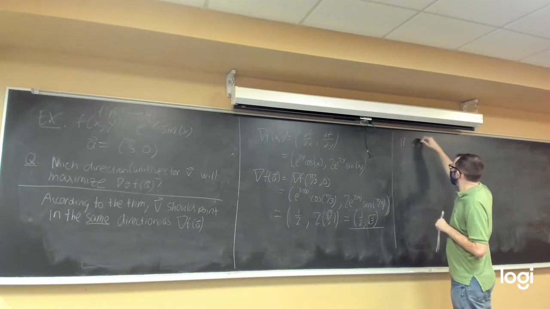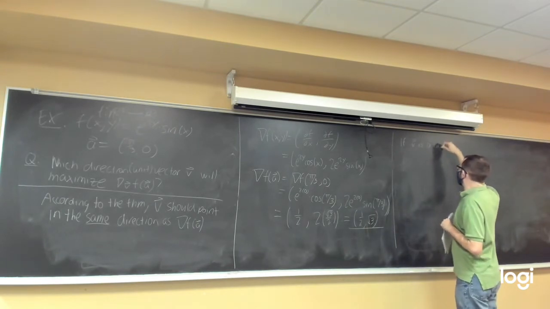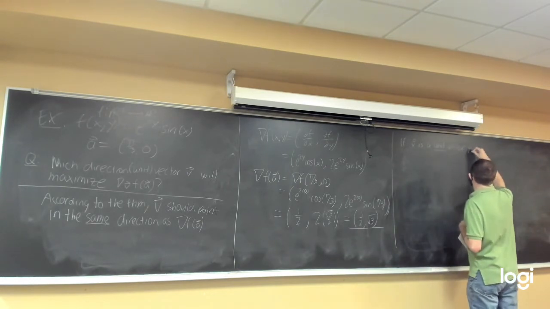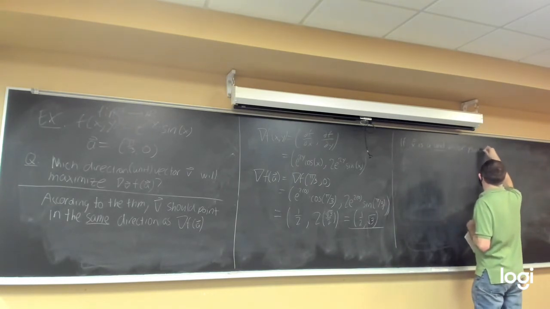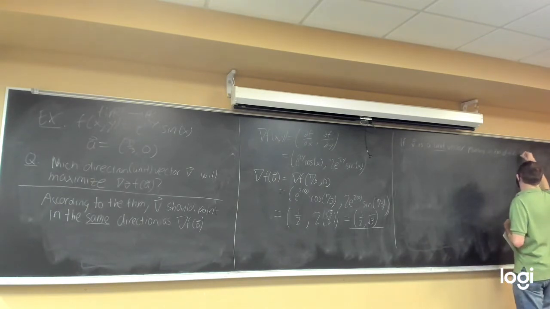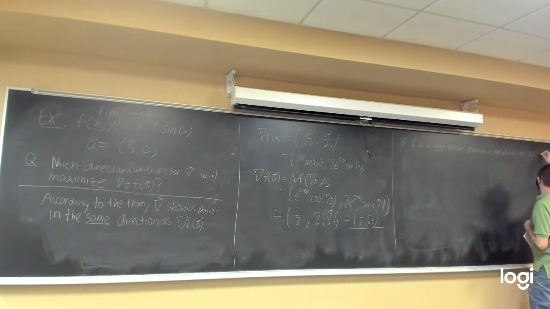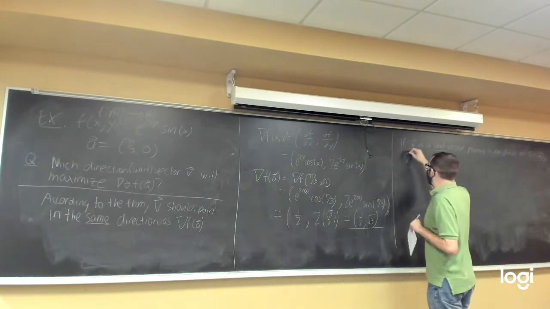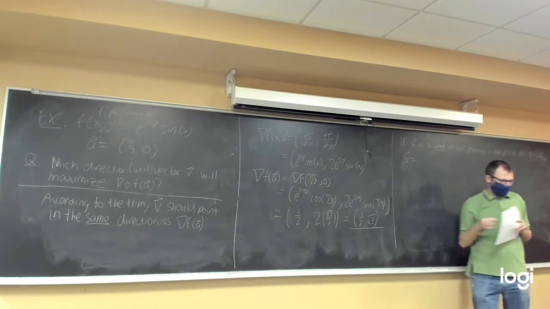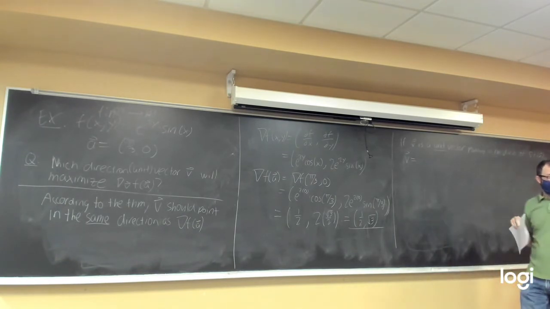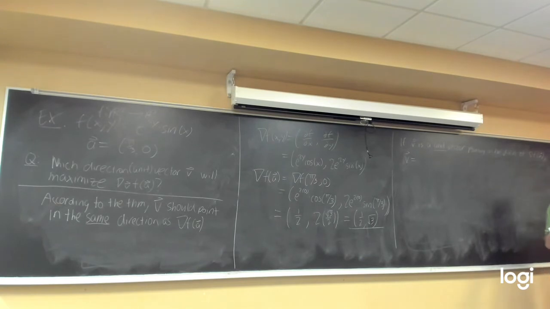If v is a unit vector pointing in the direction of our gradient vector, then what should v be equal to? Katie, how can we find a unit vector that's going to point in the same direction as our gradient vector?